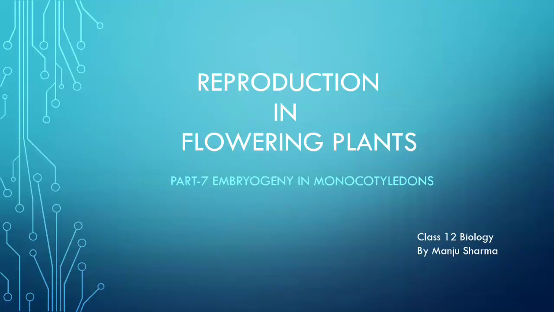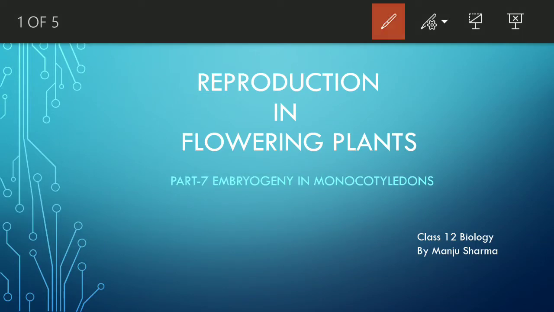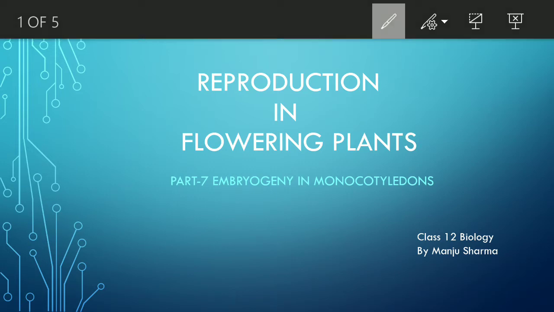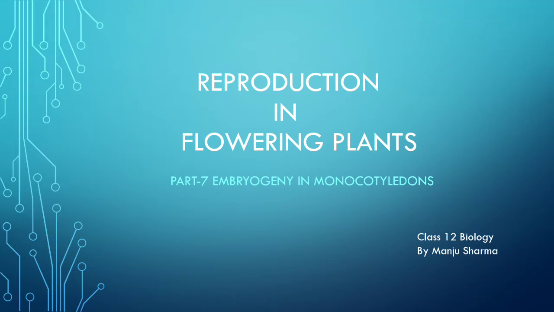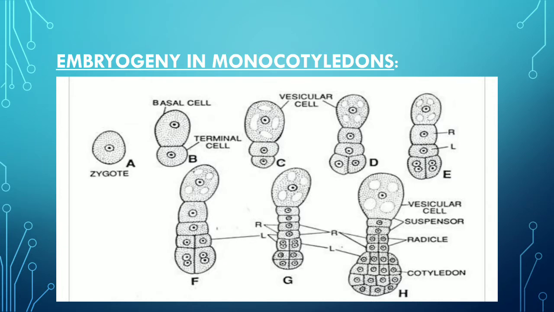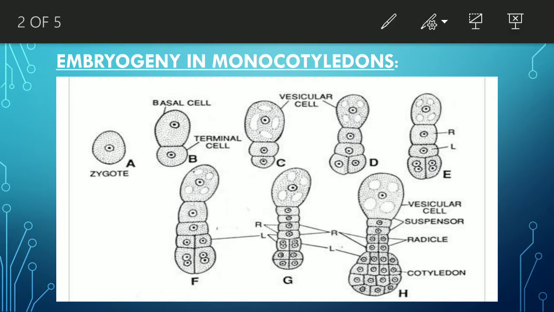In this video, we will study the process of embryogeny in monocotyledons. So, firstly, we will try to understand this process with the help of a diagram. At first, the zygote divides transversely, forming the terminal cell and basal cell.